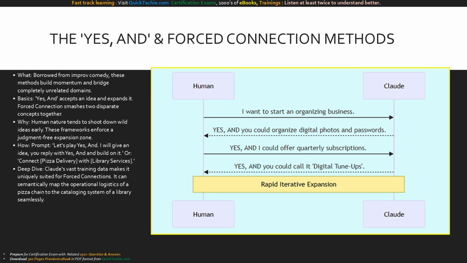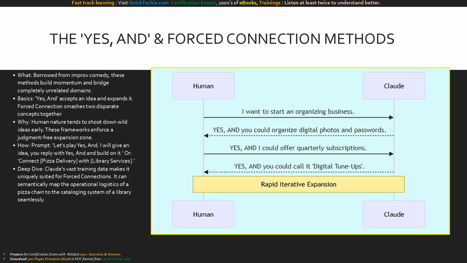Human nature is to immediately look for flaws in a new idea. But early-stage creativity needs a judgment-free zone to expand. The yes and method does exactly this. You tell Claude, "Let's play yes and. I'll propose an idea, and you must accept it and expand upon it." You say, "I want to organize things." Claude says, "Yes, and you could organize digital lives." You say, "Yes, and I could offer quarterly tune-ups." Suddenly, you have a business model.